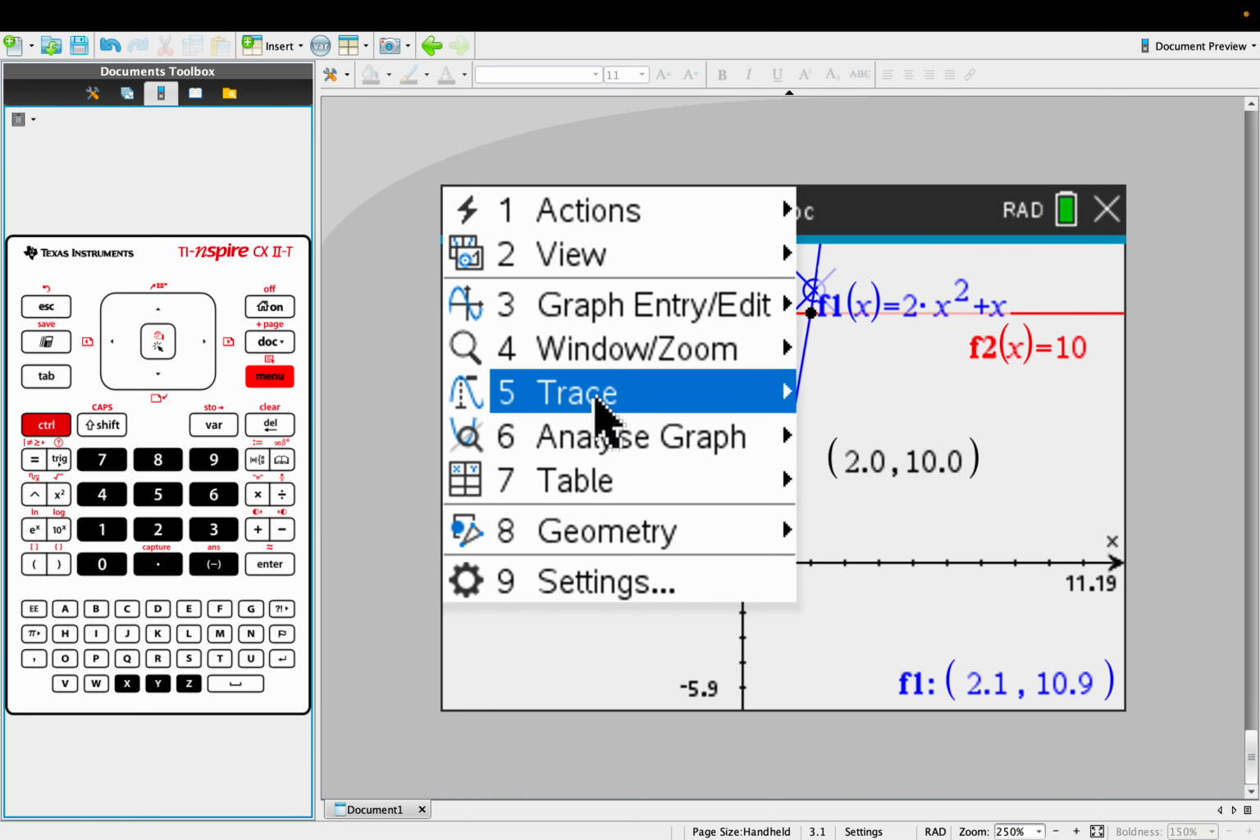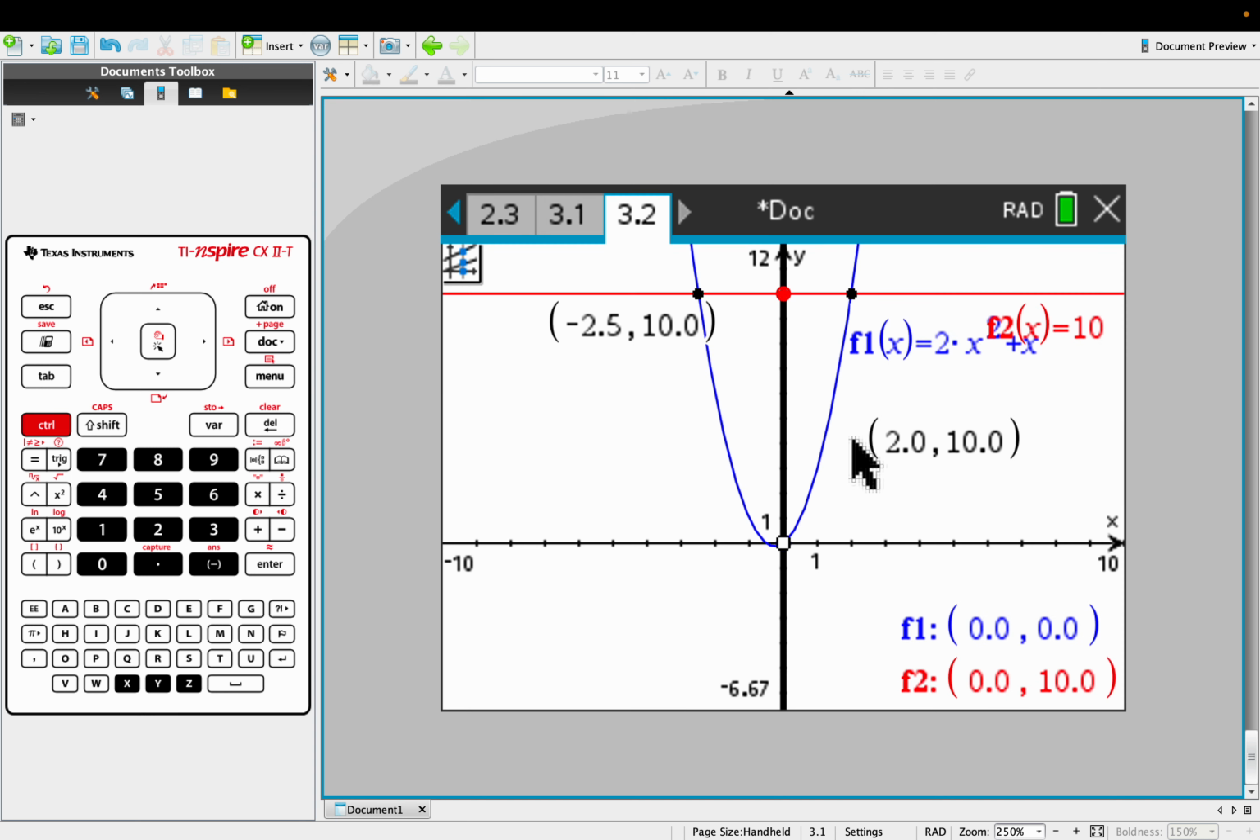Menu, trace, trace all. Okay, so now look, we're actually tracing both graphs. I see even here, this doesn't actually lock in on the intersection point, right? So the graph trace is only good for tracing points on a graph. It's quite nice, but it doesn't really get us what we need, okay? So that's menu intersection. But there's a better way of doing this.